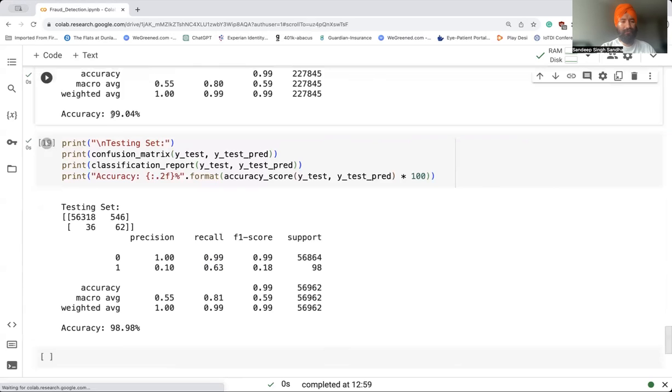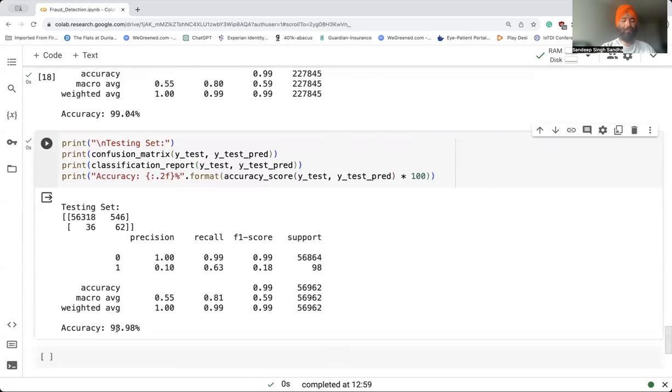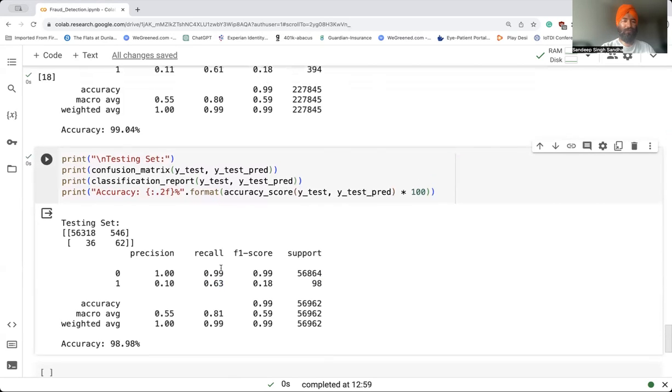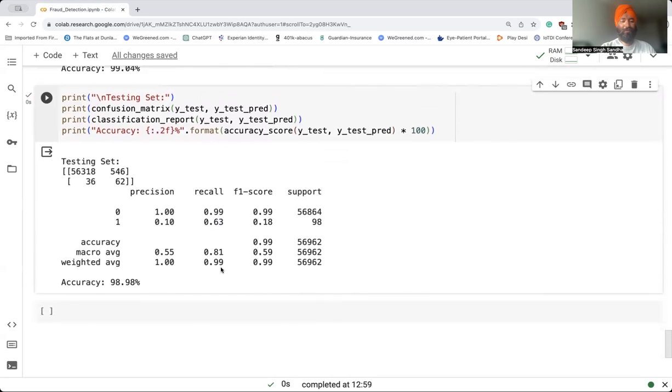One thing to note, the accuracy of 98-99% is very misleading. It is telling us overall how many correct labels are predicted. But we have to look into that. For example, in this test data set, only around 98 labels were fraud. Out of the 98 labels, we were able to recall around 63% of them, which is a reasonably good metric.